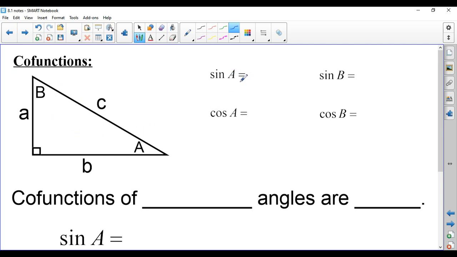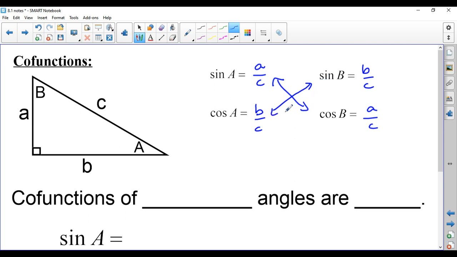If we look at this triangle, the sine of angle A, opposite over hypotenuse, would be A over C. And the cosine of angle A, adjacent over hypotenuse, would be B over C. If we look at the other angle, angle B, its sine, opposite over hypotenuse, is B over C, and its cosine is A over C, adjacent over hypotenuse. So if we look at these values, what we see is that the sine of A gives us the same thing as the cosine of B, and the cosine of A gives us the same as the sine of B.